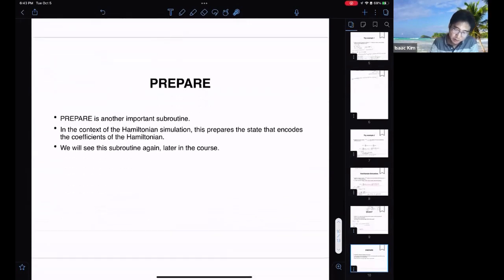So what is a prepare operation? So prepare, you can think of in the context of the Hamiltonian simulation, prepares the state that encodes the coefficients of the Hamiltonian.